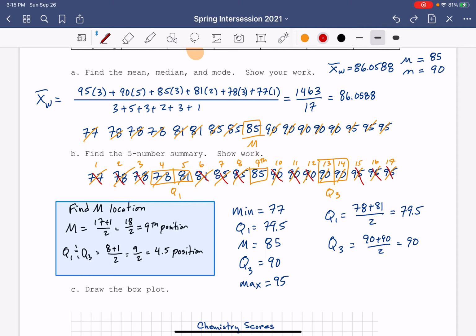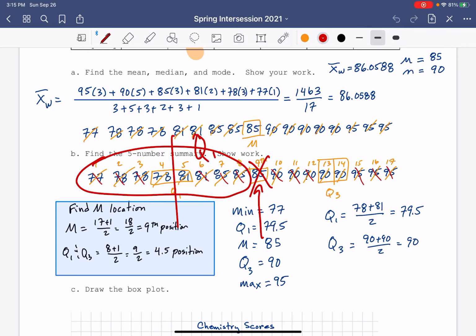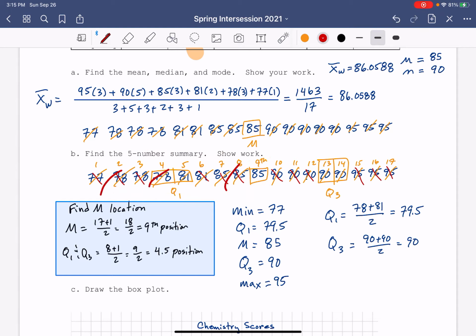And then because we used 85, we can't use that one anymore. So now we're only focused here to find the middle of the middle, which would be Q1. And so you cross them out, right? You cross out until you find these two. And then you have to find the calculations.